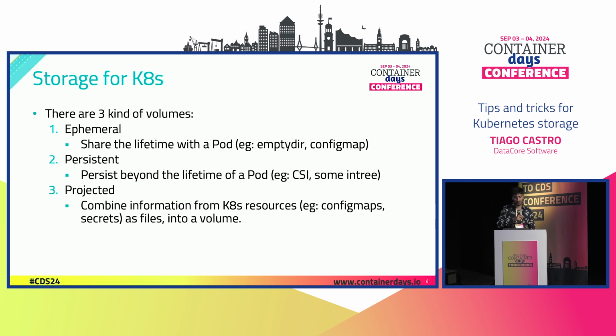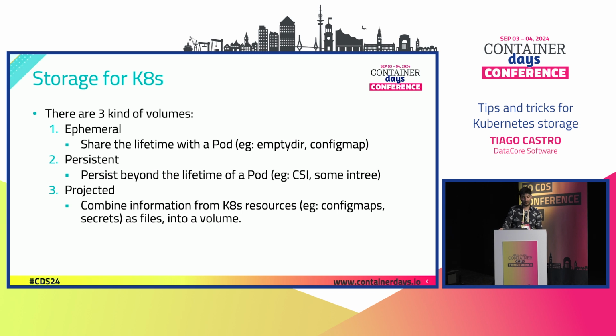So let's talk about volumes now. In Kubernetes, you really have three basic kinds of volumes, which are the ephemerals. They share the lifetime of a pod, so emptyDir or config map. And by this, it means when the pod is down and recreated, all that data is gone because it's ephemeral.